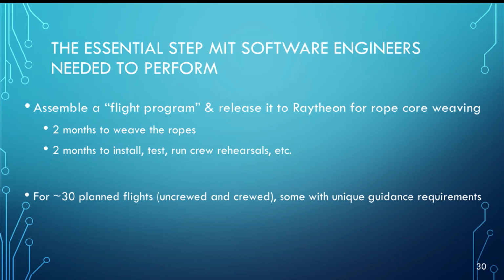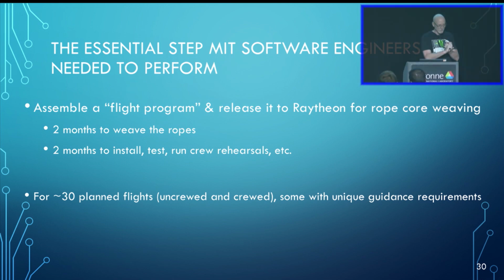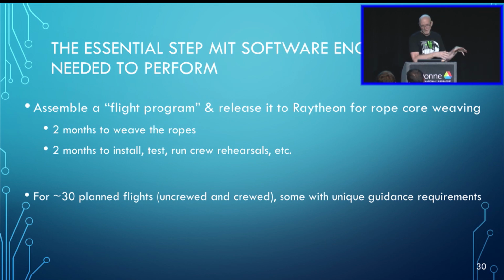As far as software engineering goes, the essential step for MIT software engineers was to assemble a flight program and then send it off to Raytheon so Raytheon could weave the rope cores for it. They had to have the flight program ready about 4 months before the launch: 2 months to actually weave the rope cores, get all that memory woven and tested and make sure it's exactly what they want, and then get it installed in the spacecraft, check out all the systems, and provide time for crew rehearsals and so forth. And the software team needed to do this for about 30 planned Apollo flights, some crewed and some uncrewed, with different flights having very unique guidance requirements.